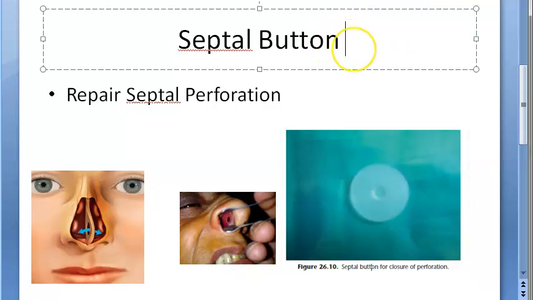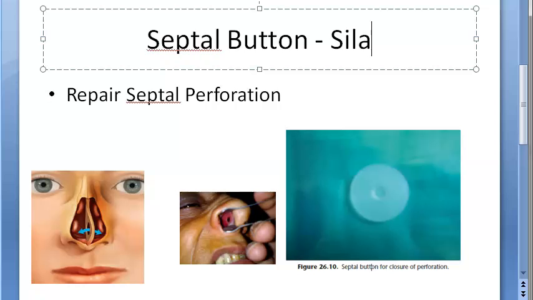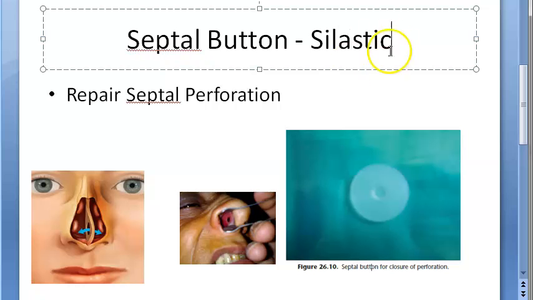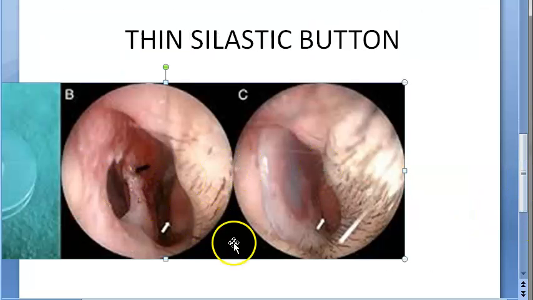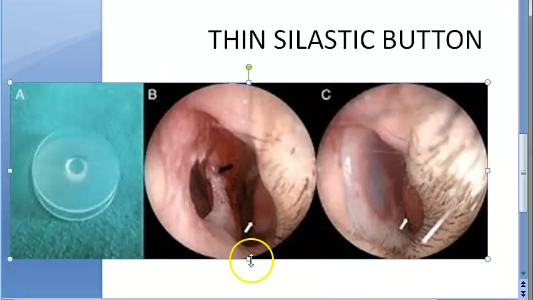What button? Silicone plastic, Silastic. It is actually a combination of those two words, I think. Silastic button. To get relief from symptoms, you can use the Silastic button. So they are showing that here. Thin Silastic button. From two sides, open it and press them together.